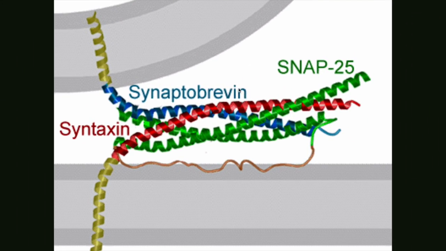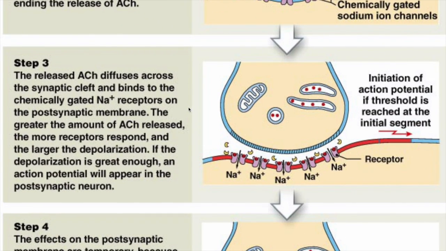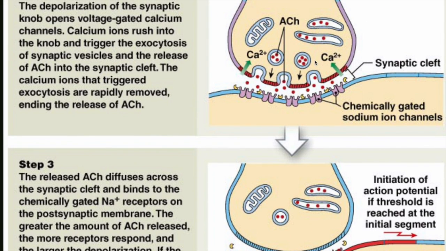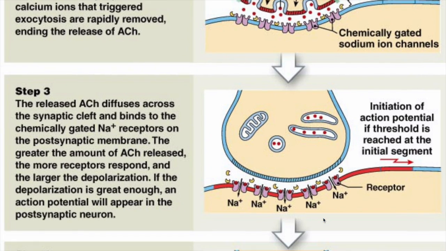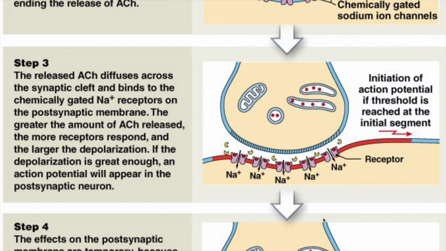So if we look up close, what happens is the proteins in the synaptic vesicle zip together with these proteins on the plasma membrane, and that causes this fusion that you see here, and they release their contents. And the neurotransmitters are going to diffuse across the synaptic cleft, and so this leads to release of neurotransmitters from the presynaptic cell. They diffuse across the synapse and bind to receptors.